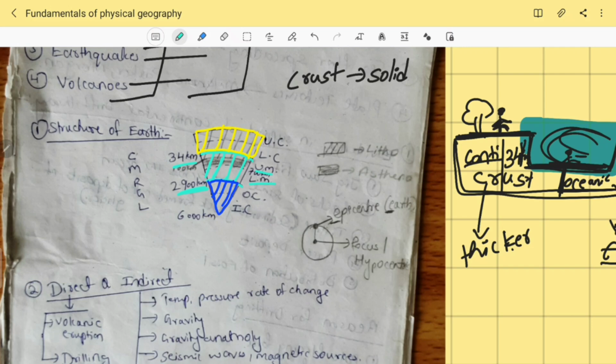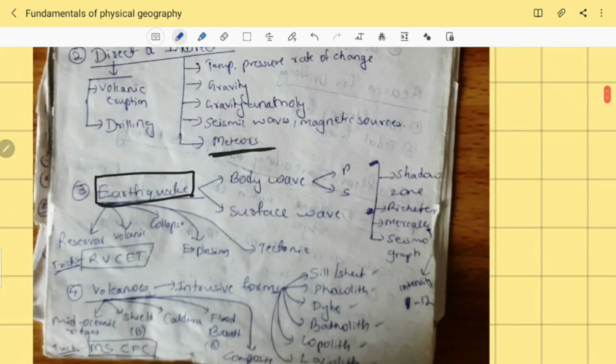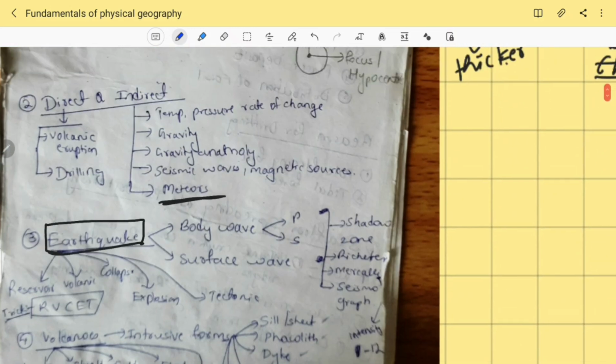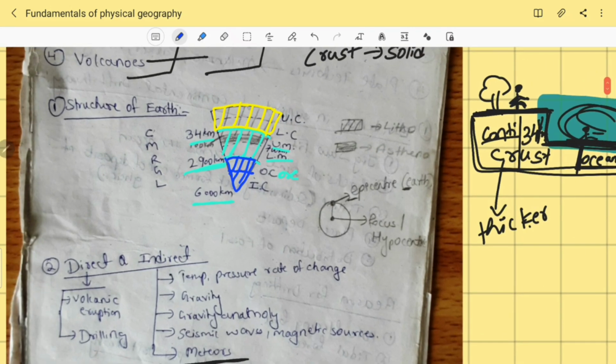Next let's move to core. Core extends from 2900 kilometer to 6000 kilometer. In core also we have two things. One is outer core, the other one is inner core, right? So this is all about core and it extends till 6000 kilometer, okay. I hope this is clear with the structure of the earth. Here the extra things that you're supposed to know are what is lithosphere and what is asthenosphere.